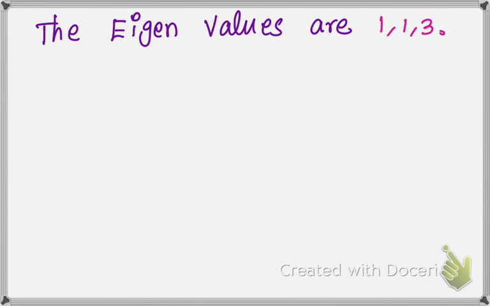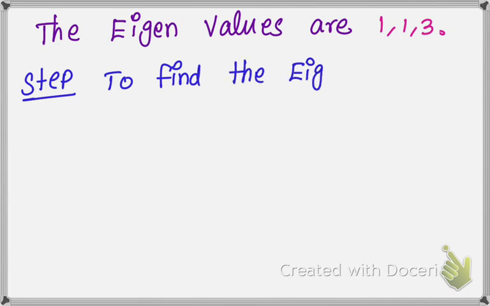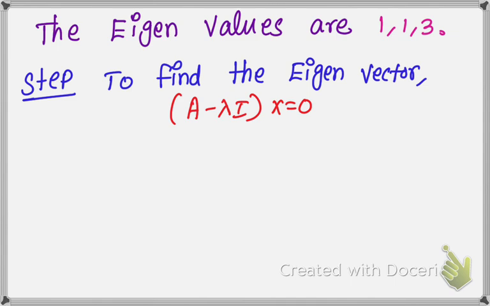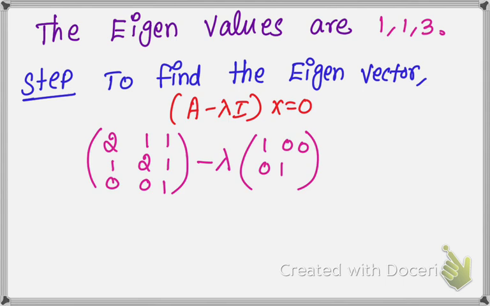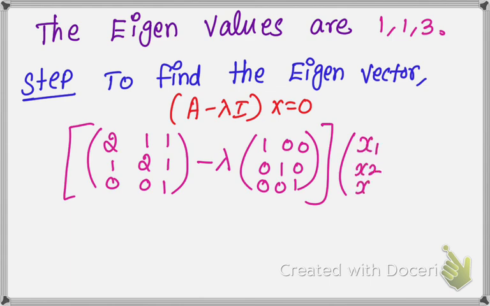Now, first we are going to put lambda equal to 3. So, first we form the eigenvector formula. To find the eigenvector, you have to apply this form: (A minus lambda I) times x equal to 0. Here your A values are 2, 1, 1, 1, 2, 1, 0, 0, 1 minus lambda into I. Here I is the unit matrix 1, 0, 0, 0, 1, 0, 0, 0, 1, times x. The x values are x1, x2, x3 equal to 0, 0, 0.